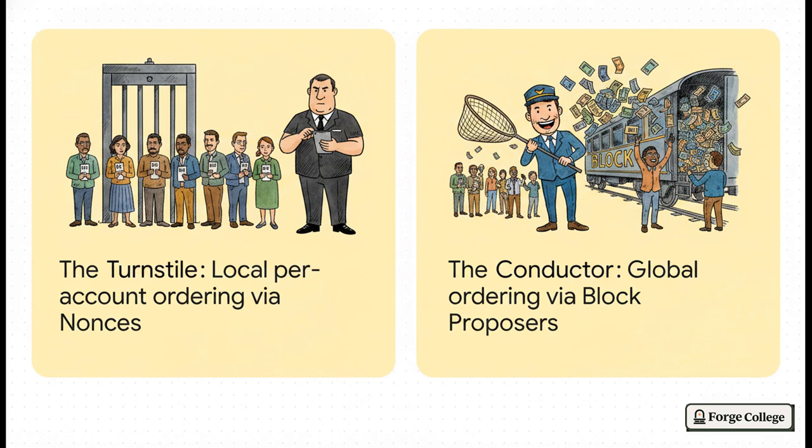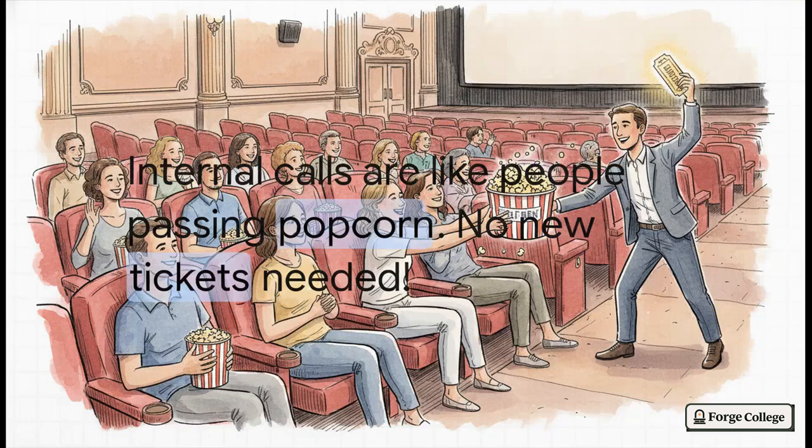But then we have the conductor. This is the global ordering handled by the network's block proposers. The conductor? They do not care about the strict order of your personal life. They just sweep up massive groups of valid tickets from everyone's turnstiles and decide which accounts get processed together in a given block. You really have to keep both of these layers in mind to understand the final state of the network.